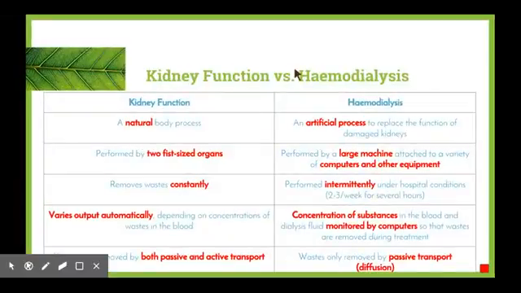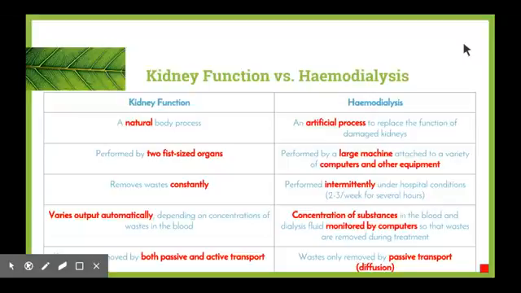This table shows our comparison between normal kidney function and hemodialysis. Normal kidney function is a process that is carried out naturally, whereas hemodialysis is an artificial process that replaces the natural function of the damaged kidneys. Kidney function is carried out by 2 fist-sized organs, while hemodialysis is performed by a large machine attached to a variety of computers and other equipment that's constantly monitoring levels of water, nitrogenous wastes, salts, etc., to make sure that the machine is working effectively.